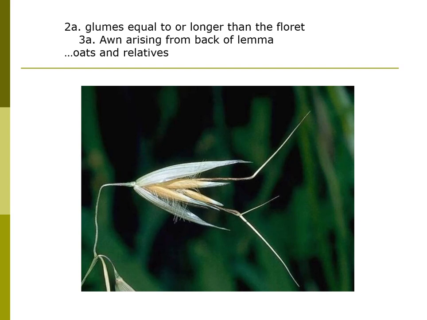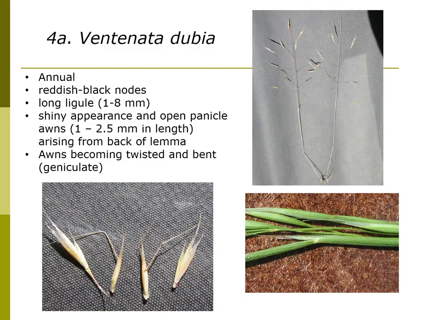And then the second step of this key asks if the awns are arising from the back of the lemma. And you can see the awn, which is that long tail-like structure, instead of coming out from the tip of the end of the floret, or that lemma, it comes from the midsection of the back. And this gets us to oats and their relatives. And the first species that we want to get out of the way is Ventenata dubia, or ventenata.